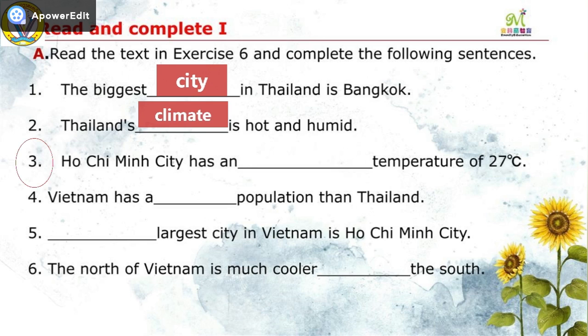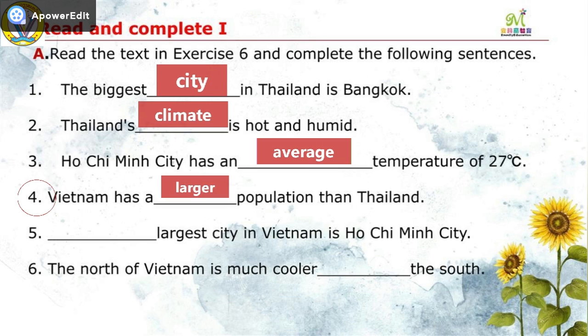3. Ho Chi Minh City has an average temperature of 27 degrees Celsius. 4. Vietnam has a larger population than Thailand. 5. The largest city in Vietnam is Ho Chi Minh City. 6. The north of Vietnam is much cooler than the south.